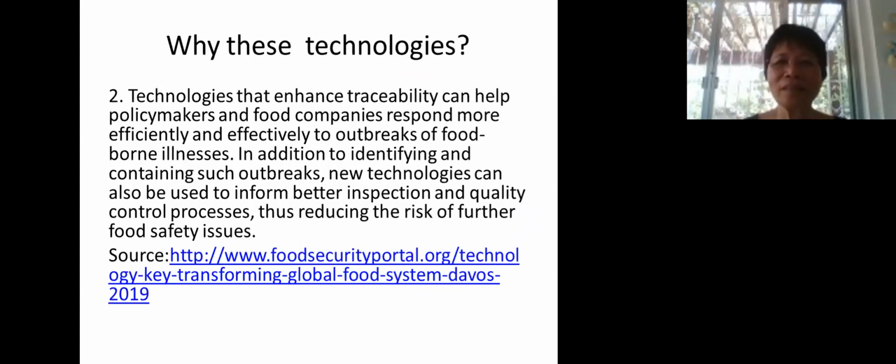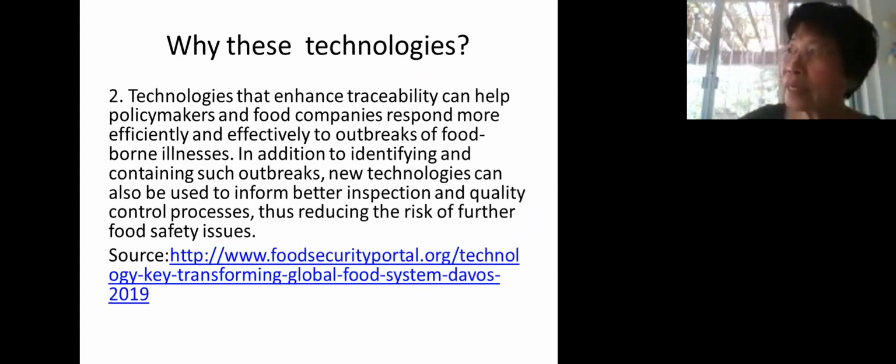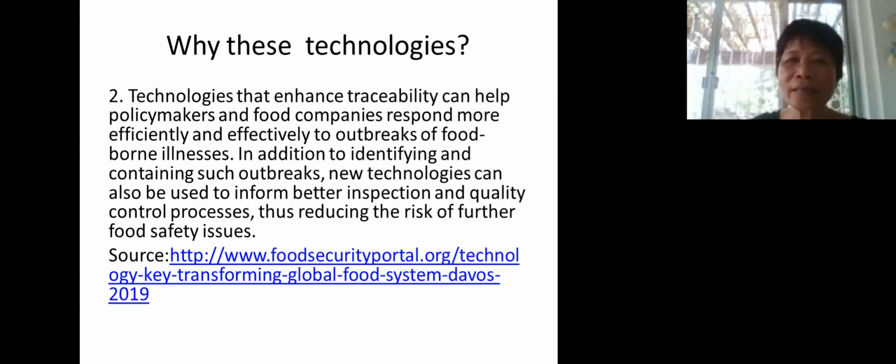The second reason, they can enhance traceability that can help policymakers and food companies to respond more efficiently and effectively to outbreaks of foodborne illness. For example, if they know that the food has been contaminated somewhere in the middle of the rural areas and the commercial areas, the food companies and the government can respond to it. So they can pinpoint where it took place, where the food contamination had taken place. So in identifying and containing such outbreaks, new technologies can also be used to inform better inspection and quality control process, thus reducing the risk of further food safety issues.